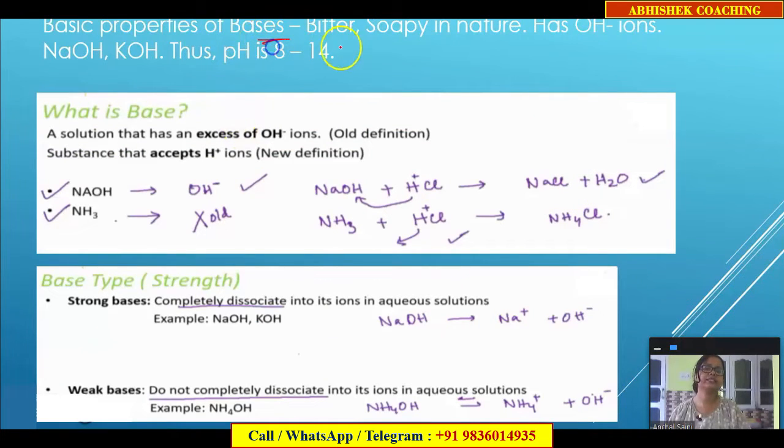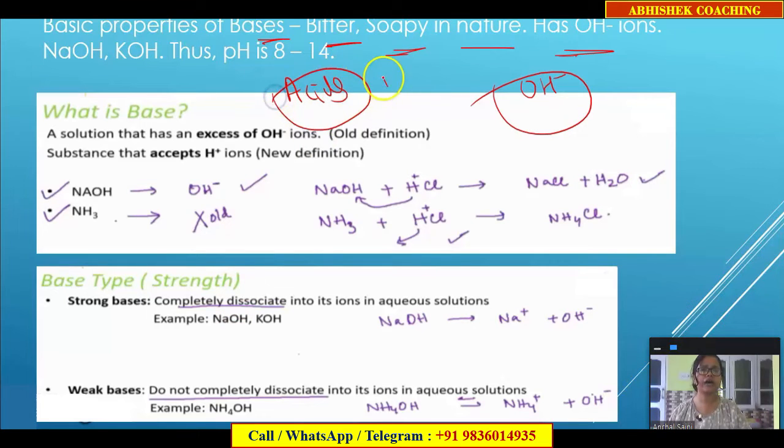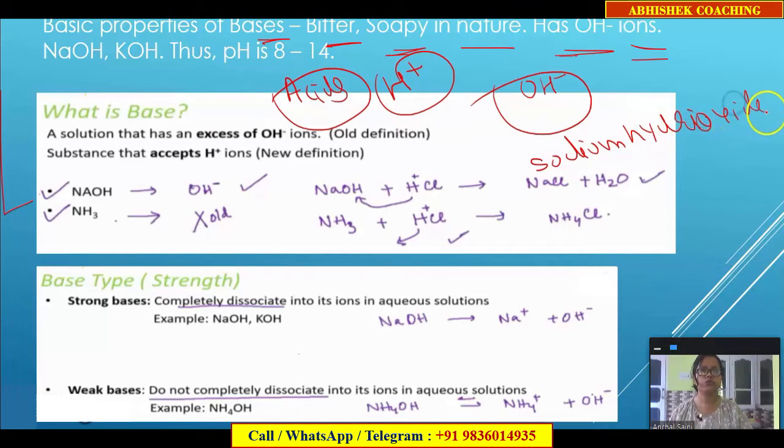So, bases are bitter in taste. Okay, they are bitter in taste, and what type of nature do they have? They have soapy nature. They are soapy in nature, and have OH negative ion, as the acids are those which have H positive ion. That means bases will have which ion? OH negative ion. Examples of bases are, for example, your NaOH, that is your sodium hydroxide, your KOH, that is your potassium hydroxide. These are the examples of your bases.